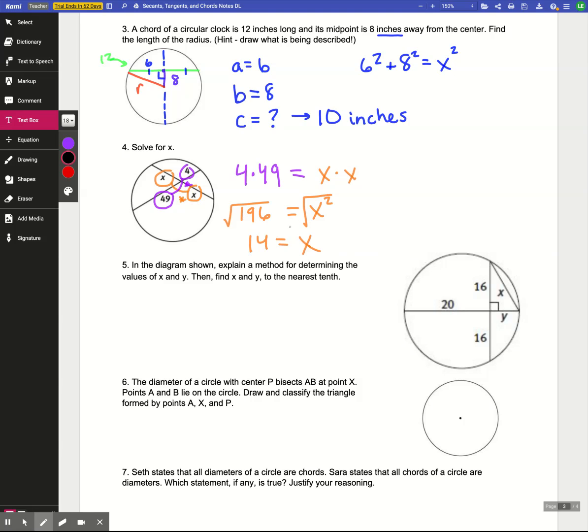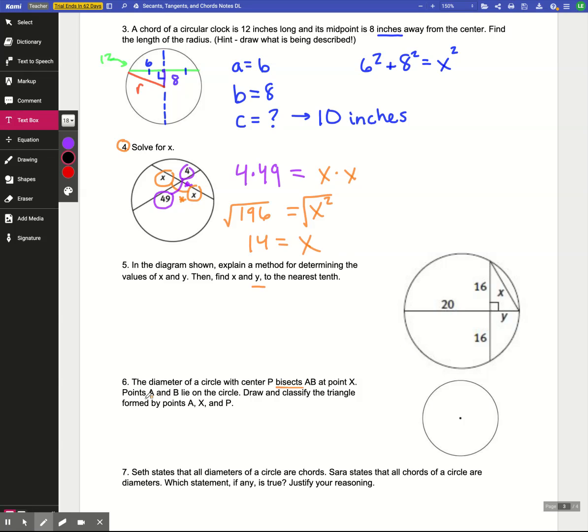So for number 5 and 6, I want you to see if you can do 5 and 6 on your own. Since we've done number 3 and number 4, you've seen all of the ideas that will help you find your missing values, or help you draw what's going on. So in number 5, you have to find x and y. Notice you have a right triangle here, so that's going to help you find x, but you're going to have to use this rule from number 4 to help you find y first, okay? And then for number 6, all you have to do here is draw what's happening. Notice that we're talking about a diameter that bisects a chord, right?